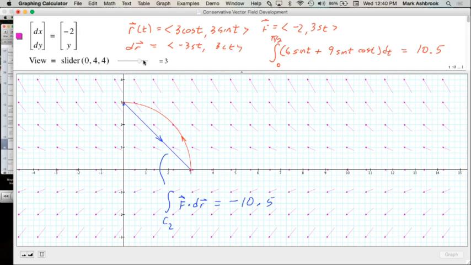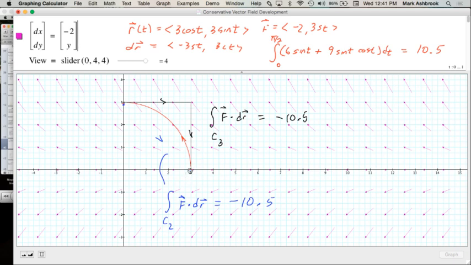Okay, how about this? Now I'm going to go along this straight line path through this vector field, and then down like that. So this is C3, F dot dr. Who's got it? What is it? No, this is C3, so from there to there. Negative 10.5 again. Why? Because that makes another loop, right? So that's 10.5. To get back to your starting point, negative 10.5.